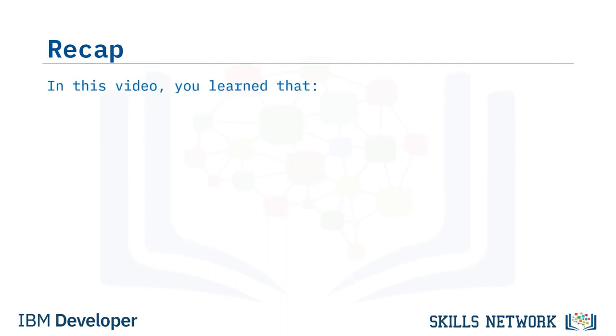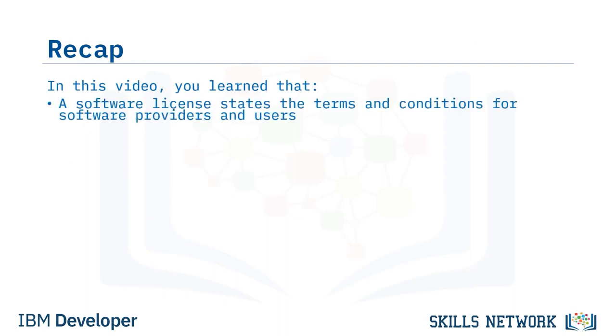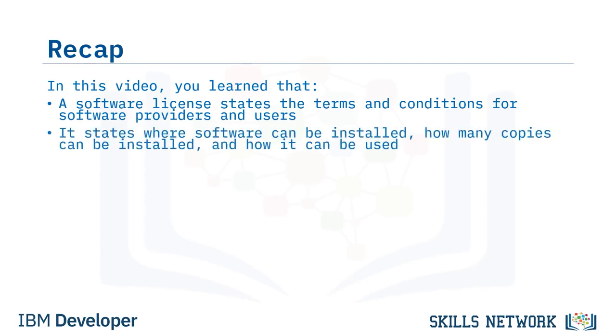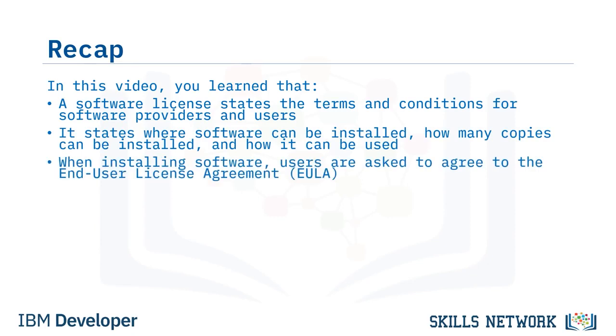In this video, you learned that a software license states the terms and conditions for software providers and users. It states where software can be installed, how many copies can be installed, and how it can be used. When installing software, users are asked to agree to the End-User License Agreement, or EULA.